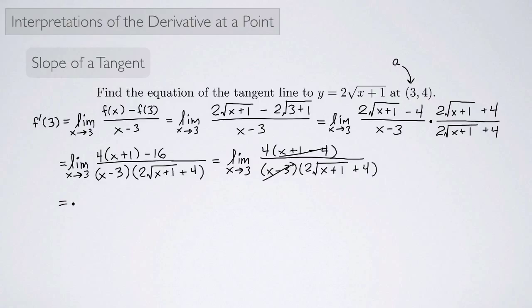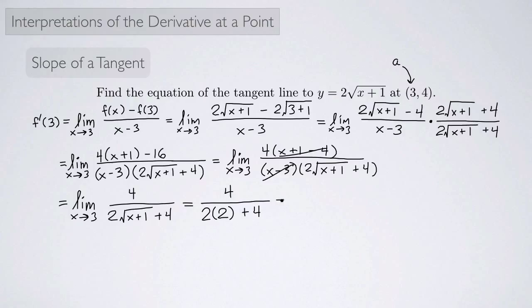So this leaves me with the limit as x approaches 3 of 2 times the square root of x plus 1 plus 4 on the bottom, and then on top, I just have 4. And I think I'm ready to actually take the limit now because I can put a 3 in here. 3 plus 1 is 4, and the square root of 4 is 2, so I have 2 times 2 plus 4 on the bottom, and then a 4 on the top. So this is the same thing as 2 times 2 is 4, 4 plus 4 is 8, 4/8, which is a half.